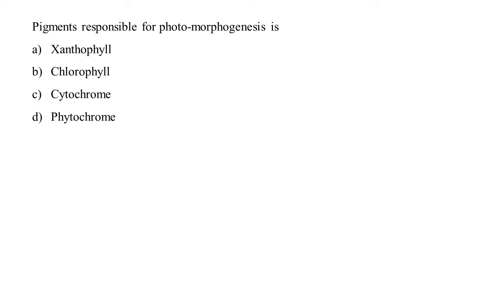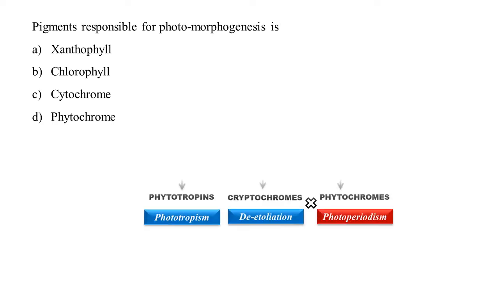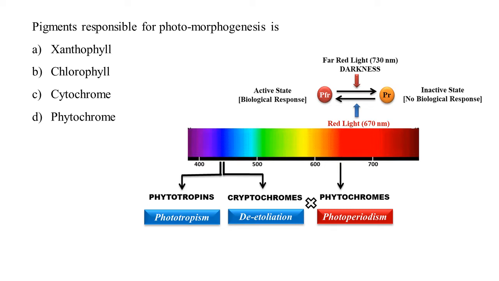The pigment responsible for photomorphogenesis: xanthophyll, chlorophyll, cytochrome, phytochrome. The development of a plant, where the different developmental patterns are governed by the light spectrum, is called photomorphogenesis. As you can see in the diagram, there are three types of pigments: phototropin, which controls phototropism, cryptochromes, which control de-etiolation, and phytochromes, which control photoperiodism. Out of the four options given here, phytochrome has to be the correct answer, because phytochrome controls photoperiodism.